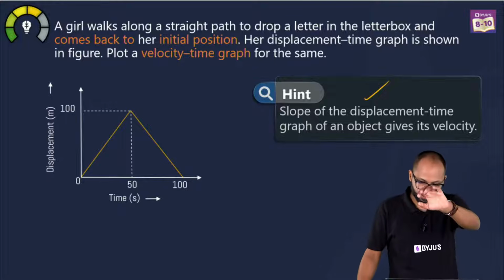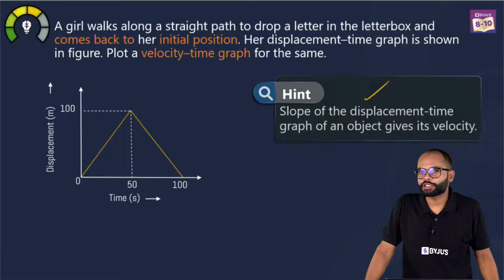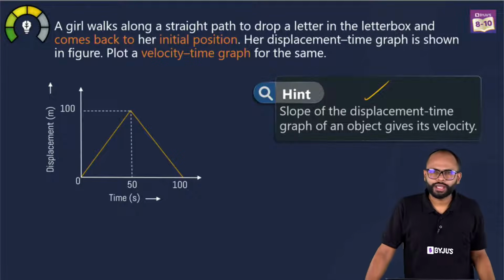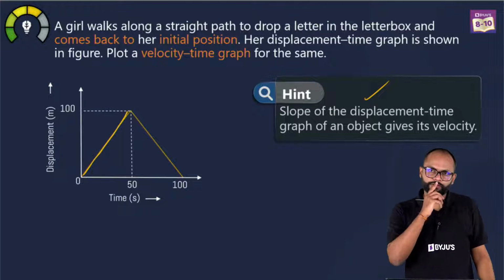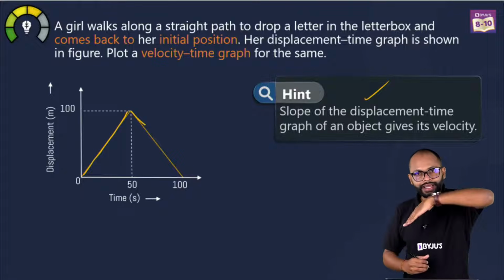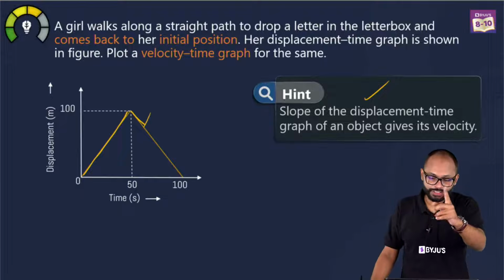Yes, Subhash, you are right. It is maximum at 50 seconds. And these are the two intervals, 0 to 50 and 50 to 100. Why am I saying this is an interval? Look at the graph now. Here, the slope is positive, right? Because the line is like this. Here, the slope will be negative because the line is like this, right? That's why take notice of these two intervals.